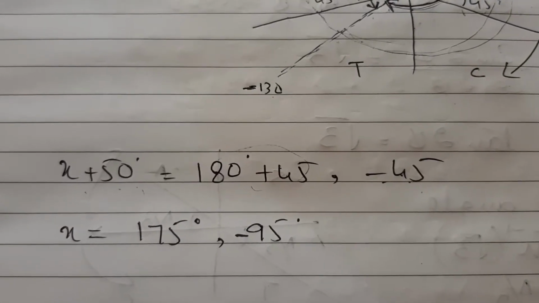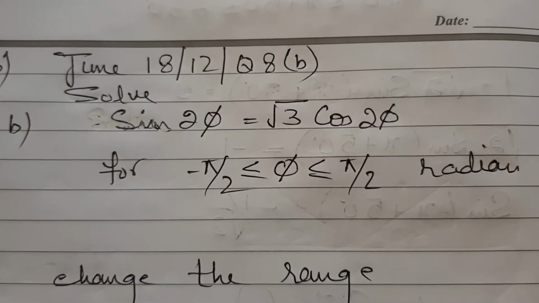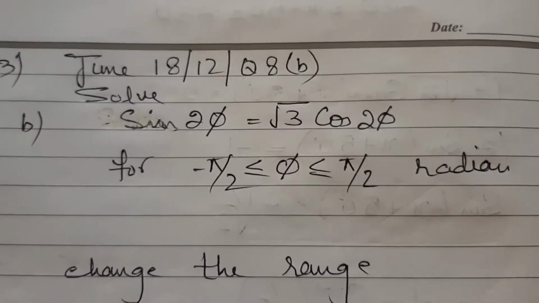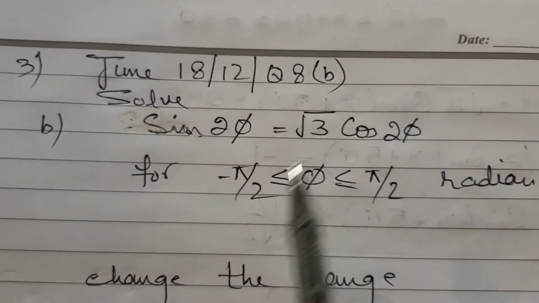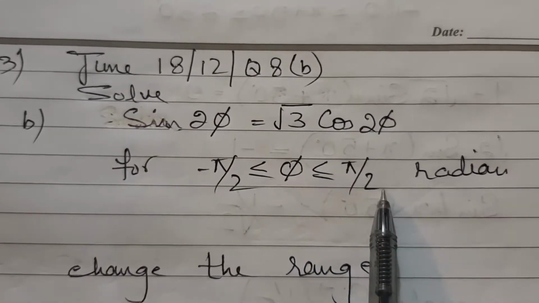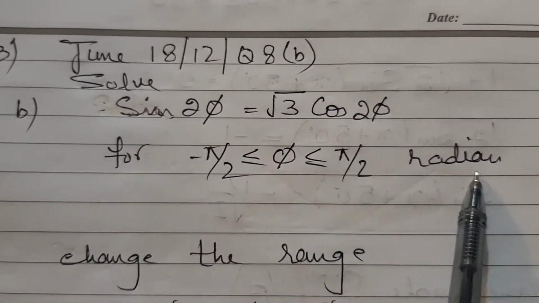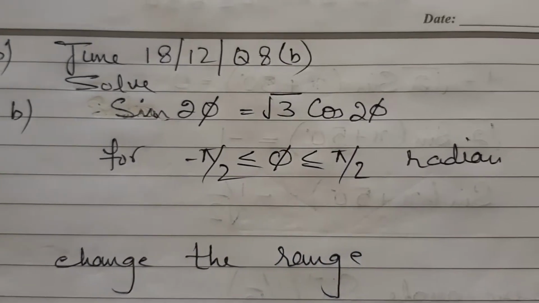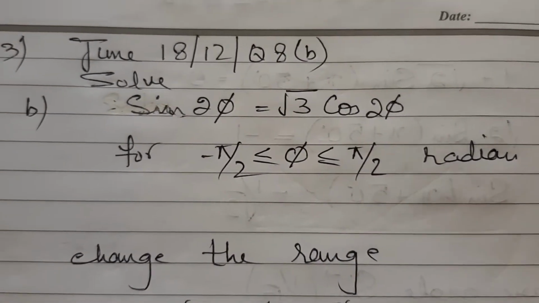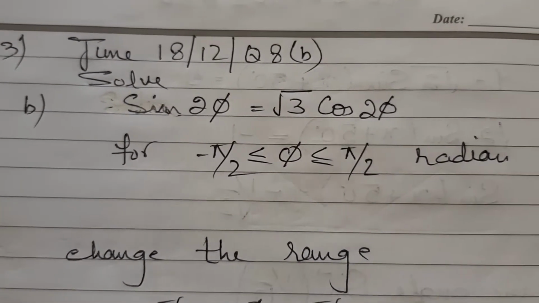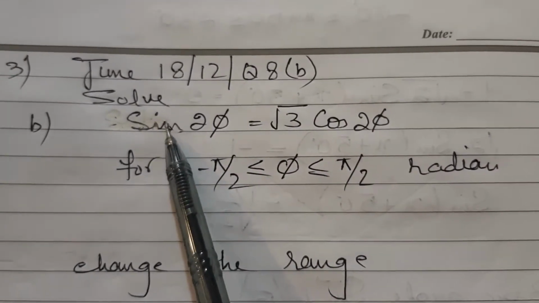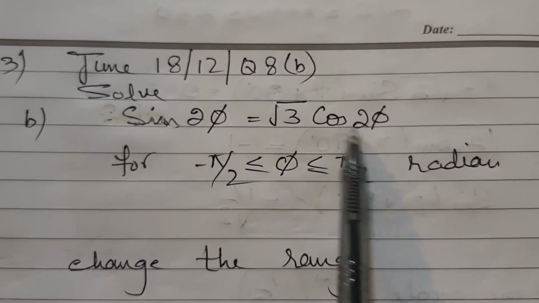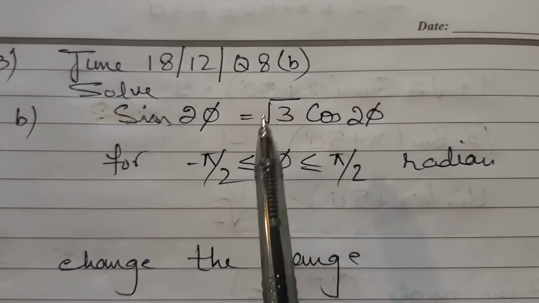Now let's see another example of a past paper. This question I have taken from June 18 variant 1 to, question 8 part B. If you see here, the general angle is asked in radian form. So the angle could be in degree form or in radian form, so you just need to be careful. The rest of the procedure will remain the same. This is the question: sine 2 phi equals root 3 cos 2 phi. It looks weird, but actually it is not.